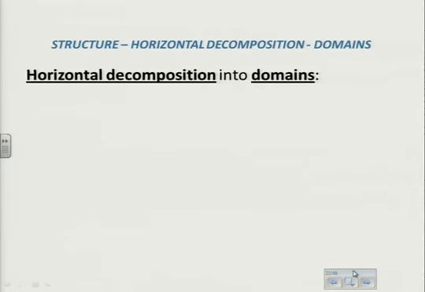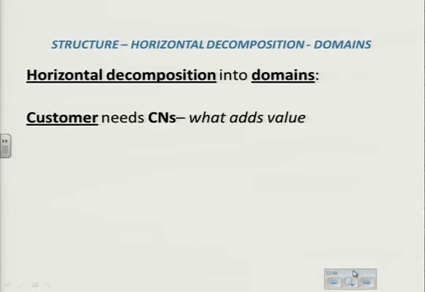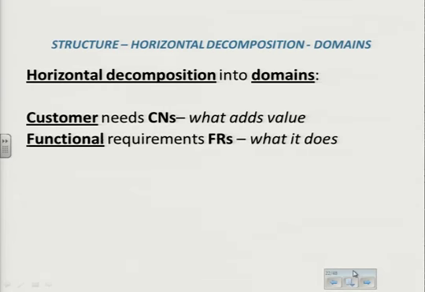So what I'm looking for is the domains in the horizontal decomposition. Customer needs. We talked about this, what adds value. Well, you could describe those shafts as something that fulfills a customer need: make your engine work. You could describe their function. Well, they're to open and close valves. They're a camshaft. So this is what it does.